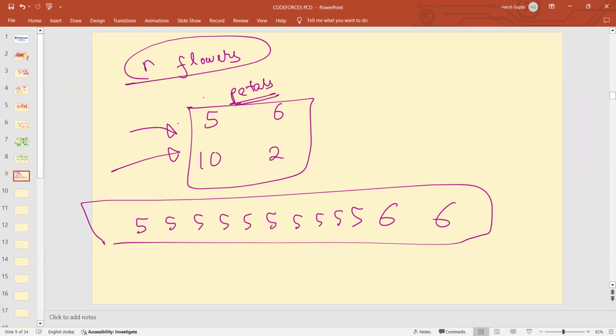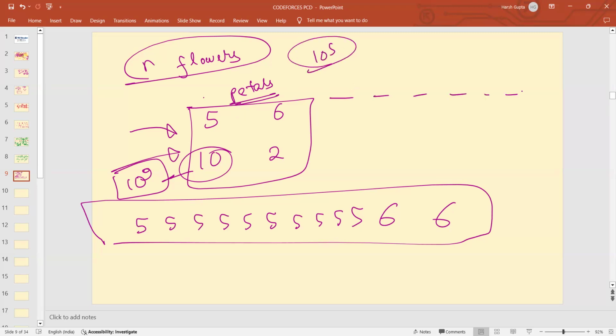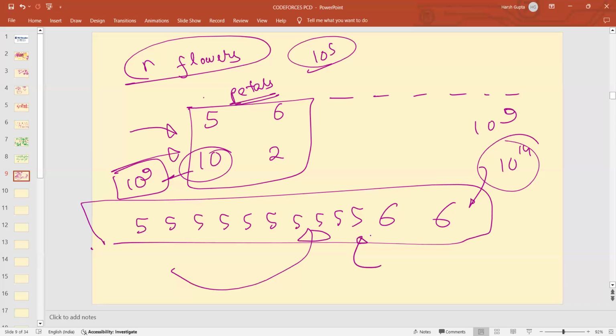Now, this value is of the order of 10 power 9. The quantity is of the order of 10 power 9. So if every flower is of quantity 10 power 9, and since you have been given that the number of distinct flowers is of order of 10 power 5, you can't construct array of size 10 power 9, right? If you try to write it something like this, then you will end up constructing an array of max size 10 power 14, and that is something not allowed, isn't it? So you can't apply the approach of previous question in this particular question.